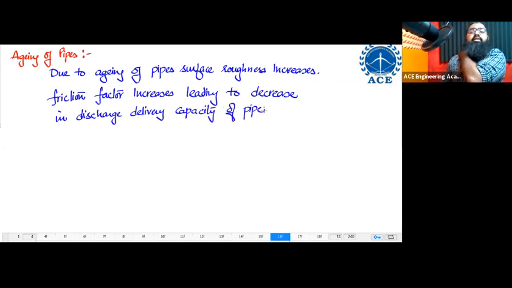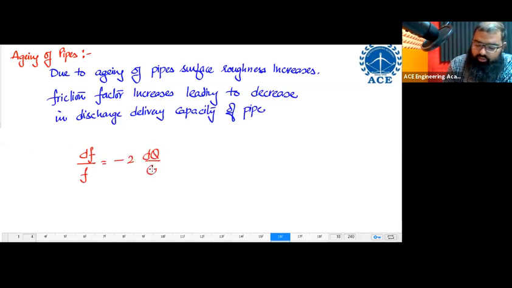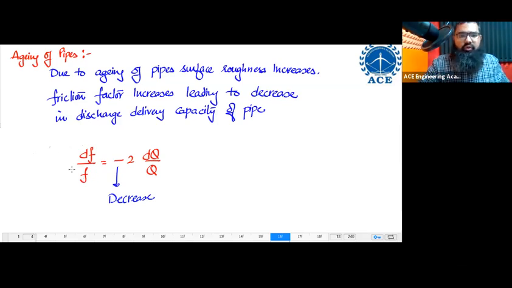Leading to decrease in discharge delivery capacity of a pipe. The formula over here is given by dF by F is equal to minus 2 times dQ by Q. Minus over here is decrease. So the rate of increase in F is equal to 2 times the rate of decrease in Q. This is the formula you're supposed to remember.